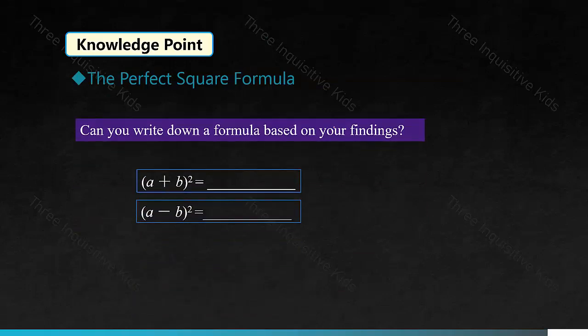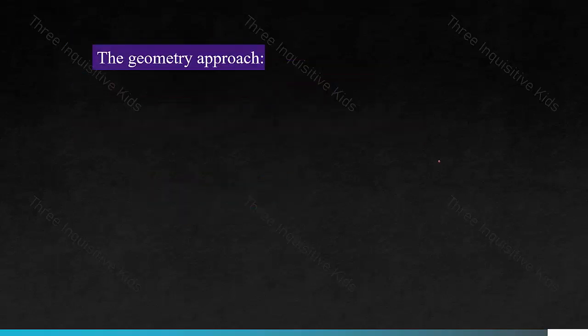We can conclude that a plus b squared equals a squared plus 2ab plus b squared, and if we have a minus b squared, we would get a squared minus 2ab plus b squared. Here's a geometry approach. Here we have our little diagram.